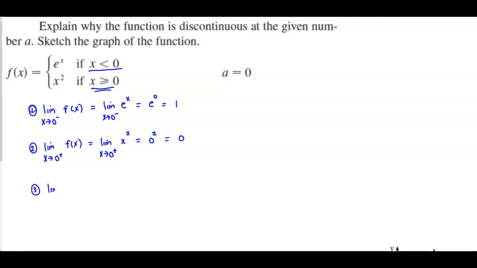Well, that tells us that the limit as x is approaching 0 of the function does not exist because these two are not equal to each other. And so therefore, since it does not exist, we can say the function f is discontinuous at x is equal to 0, or at a is equal to 0.